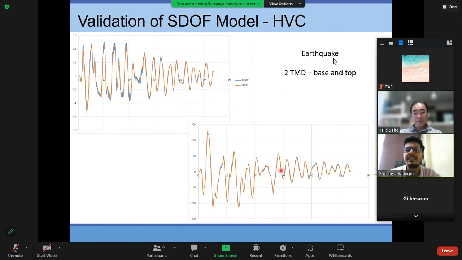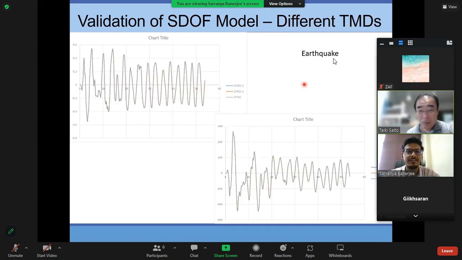This is because now both the TMDs are attached to the same mass. In the case of the multi-degree of freedom system, there was only 1 TMD at the base mass, but now both the TMDs are attached to the same mass. So I think this is okay. This slight difference should come in the results.